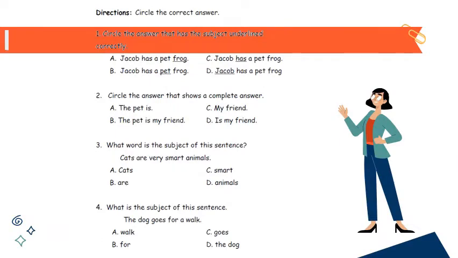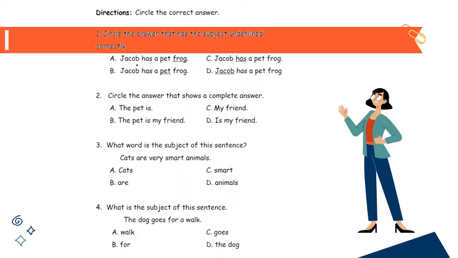In this exercise, we have to circle the answer that has the subject underlined correctly. The first sentence, letter A. Jacob has a pet frog. They underlined frog. What or who is the sentence about? Who has a pet frog? It's Jacob. So Jacob is the subject of the sentence.